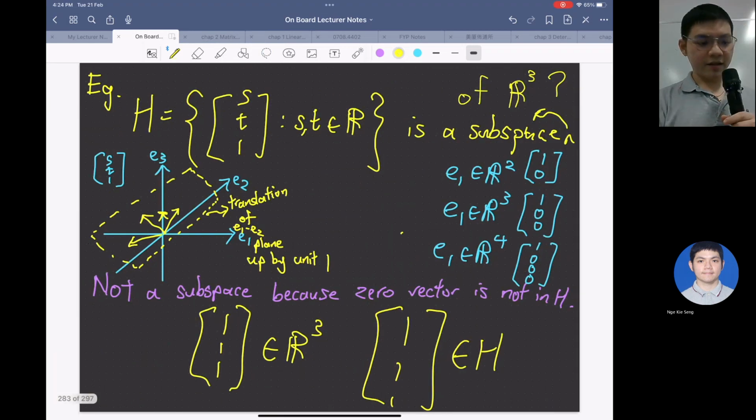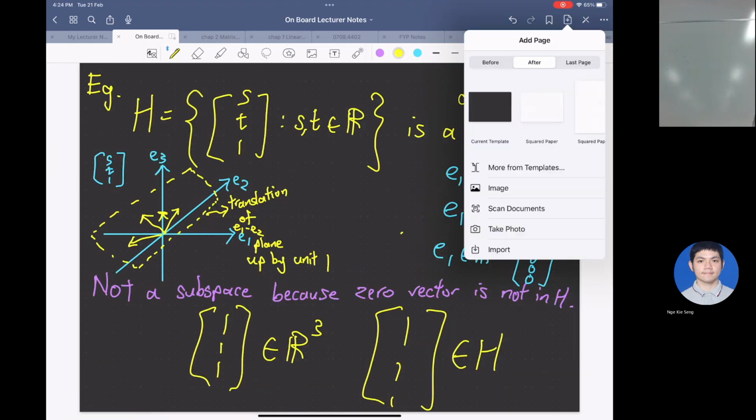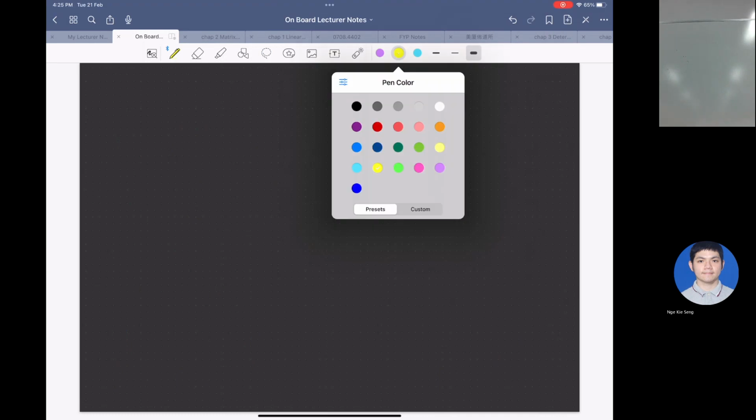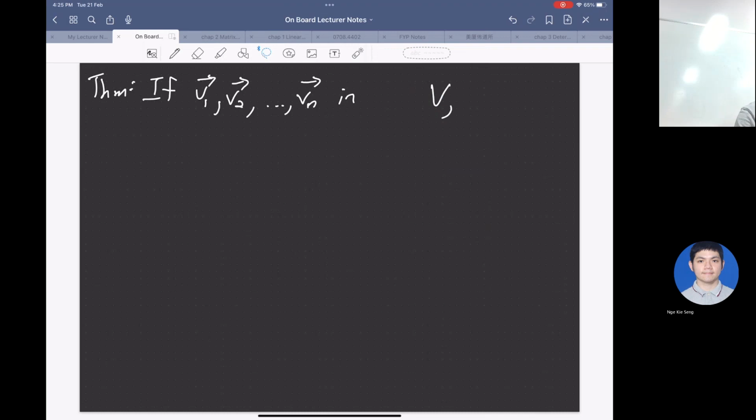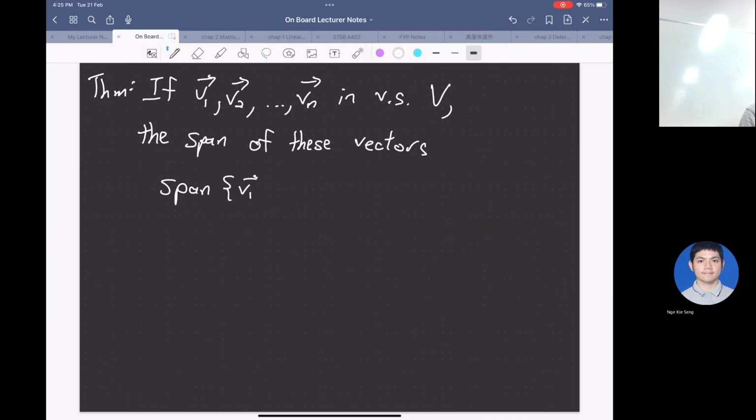Next, let's talk about another theorem. Let's say we have n vectors in a vector space V. The span of these vectors, the span of v1 up to vn, recall what that is: the set of linear combinations of the n vectors. The theorem says the span is a vector subspace of V.